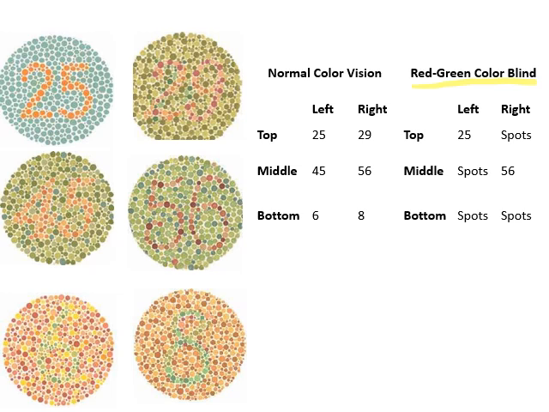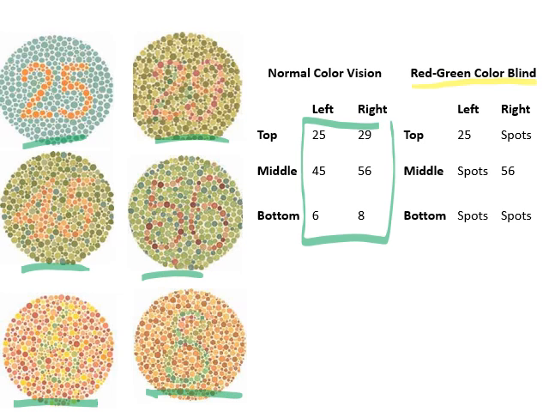This is what you should be seeing. These are the numbers right here. So you should see 25, 29, 45, 56, 6. I have trouble saying that one, and 8.